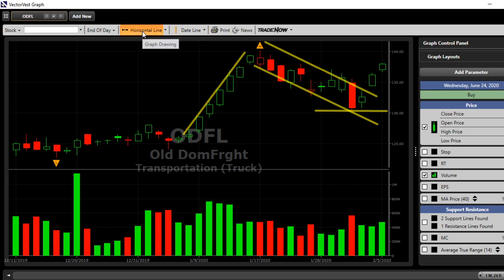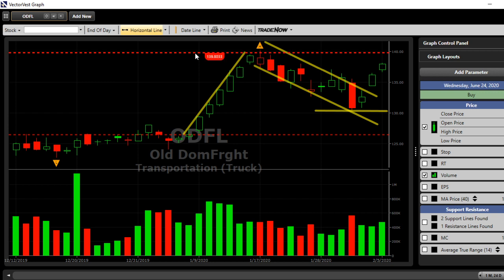I'm going to go through that again. The length of the flagpole is your measured move. The price distance from the bottom of the flagpole to the top of the flagpole is how far you should expect price to move to. So we're looking at 126 to 139. That's a 13 point move. 13 points or $13 from the closing breakout of 136 is 149.